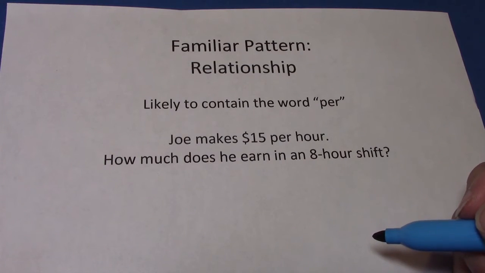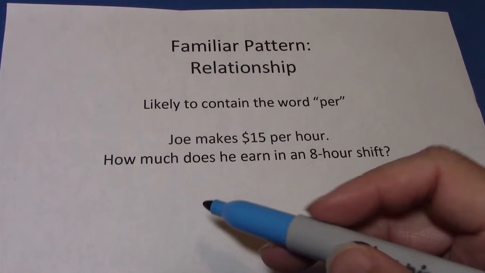The second common type of word problem that we'll talk about is a relationship. These problems describe a proportional relationship, which is likely to contain the word per. You need to figure out which two items have a relationship and apply that relationship to another example.